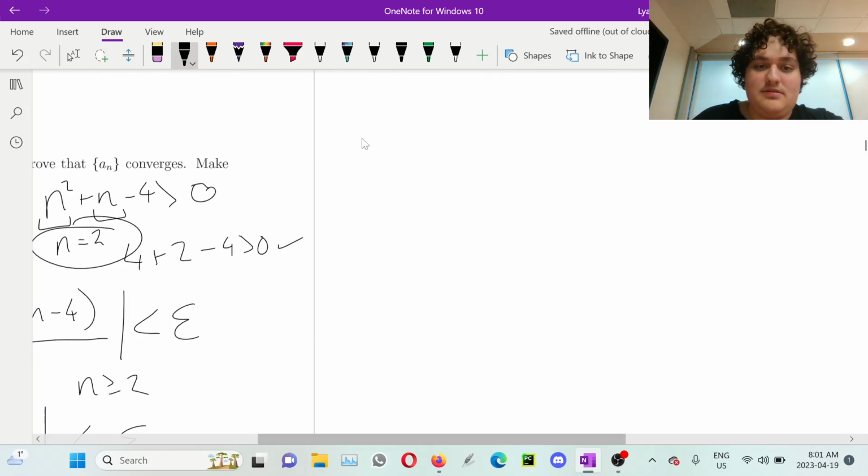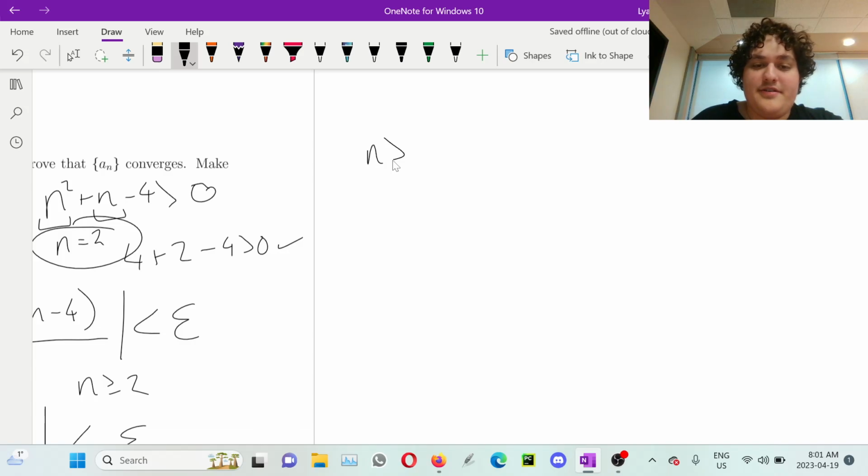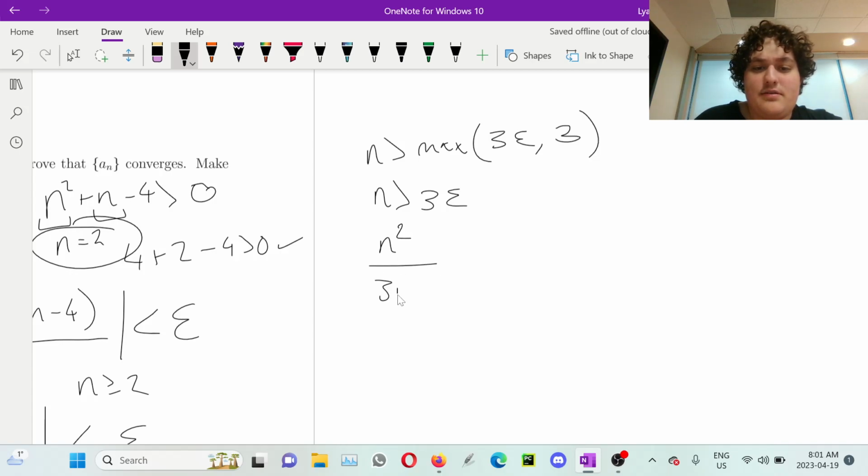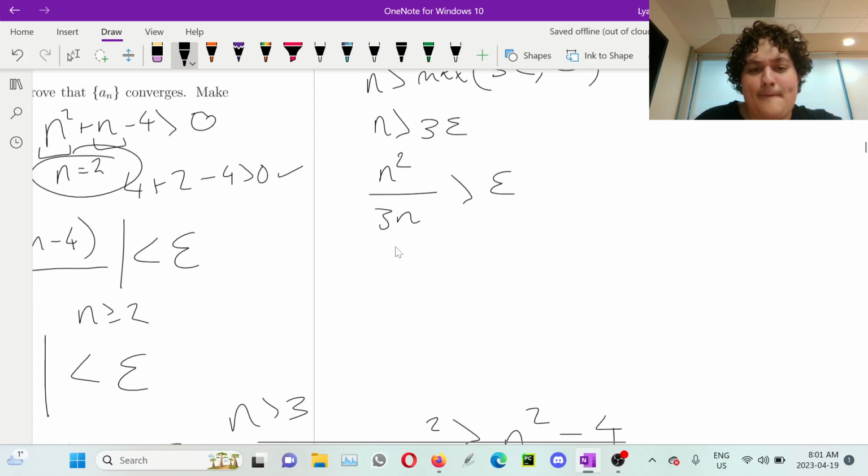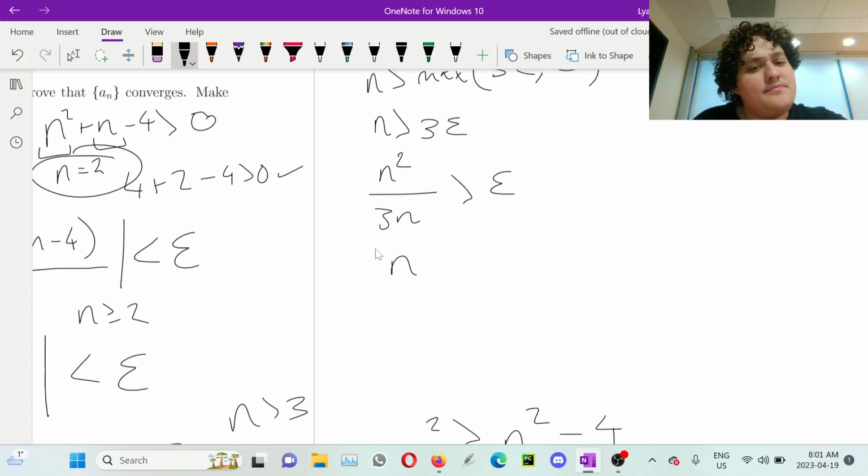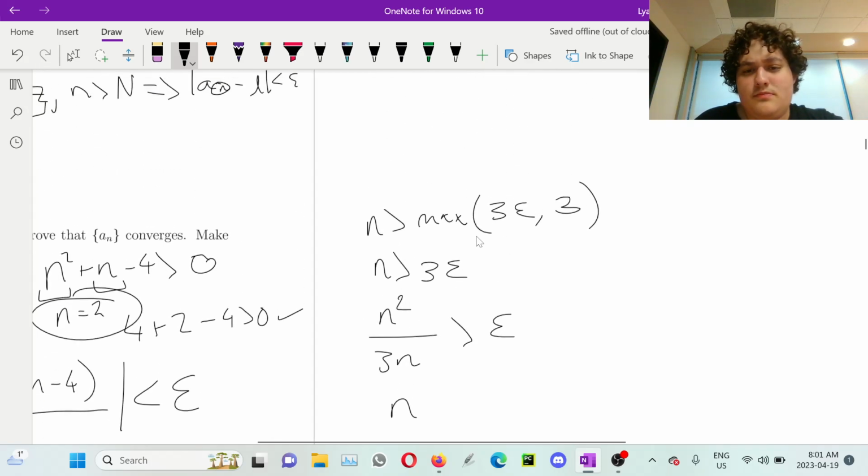n to be greater than the maximum of 3 epsilon and 3. So then that means n is greater than 3 epsilon, which means that n squared over 3n is bigger than epsilon, which means that n, 1 over, right?